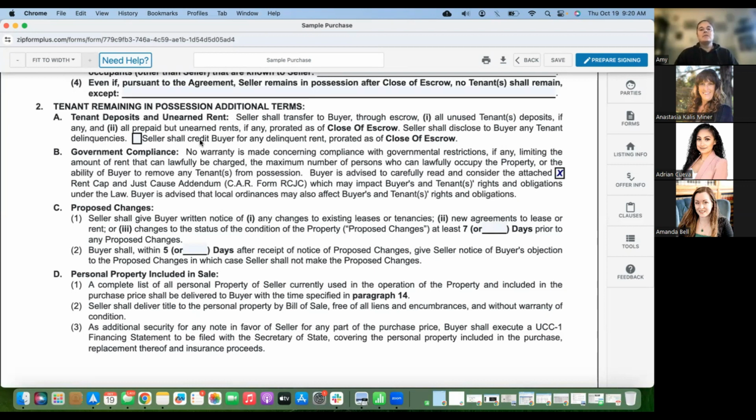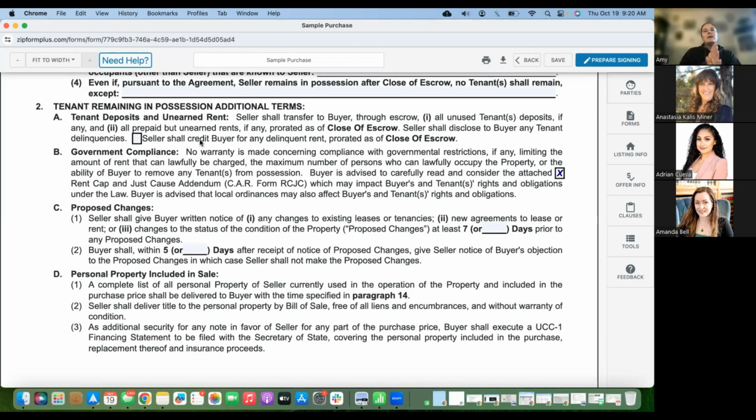Seller shall deliver to buyer through escrow all unused tenant deposits, if any, and all prepaid but unearned rents, if any, prorated as of the close of escrow. Seller shall disclose to buyer any tenant delinquencies. Seller shall credit buyer for any delinquent rent prorated as of the close of escrow. And what that means is, hey, if close of escrow is on October 19th, then from the 20th on, the buyer has become the landlord.